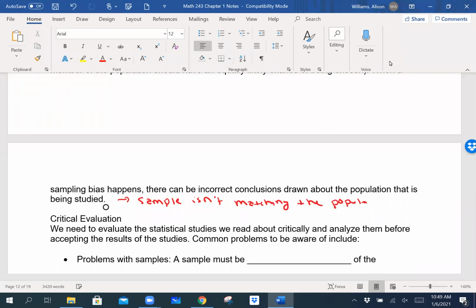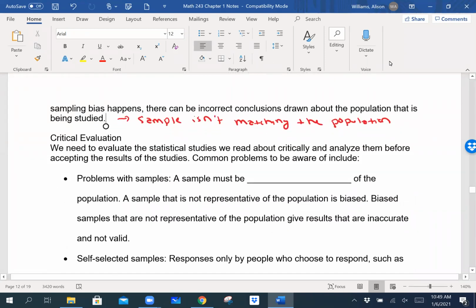What that really boils down to is the sample doesn't represent the population. Our sample is somehow not really looking like the population, and that becomes a problem. As we go through each of these, we'll reinforce that idea and add a few others. This first one, problems with samples: a sample must be representative of the population. A sample that is not representative of the population is biased, and that's a problem because when something is biased, your results are thrown out. Nobody's going to take you seriously.